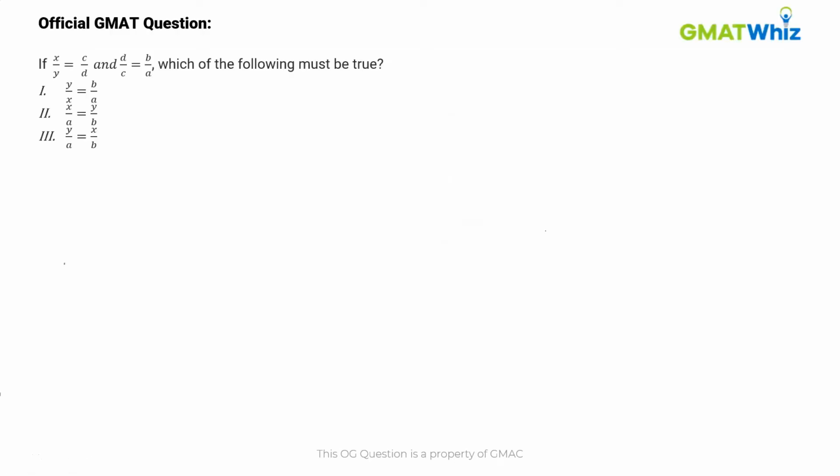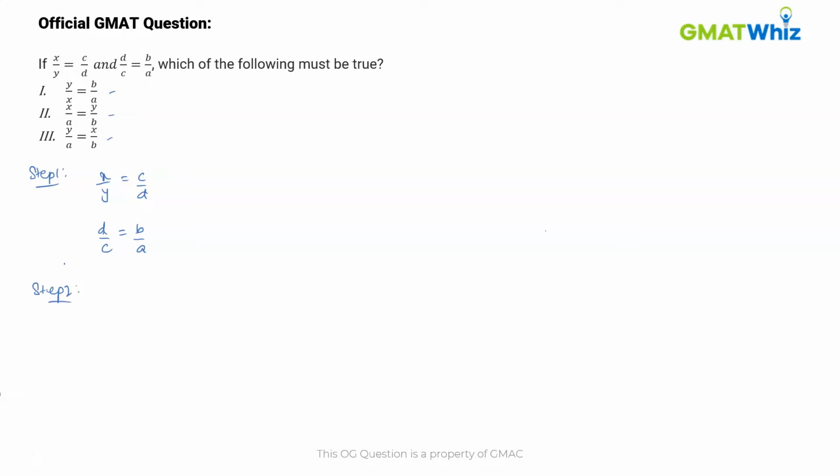In this question we are given that x by y is equal to c by d, and we also have that d by c is equal to b by a. We have to find which of the following three options are true. So we move on to step 2.